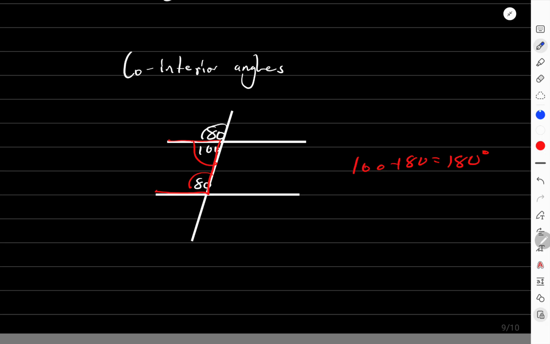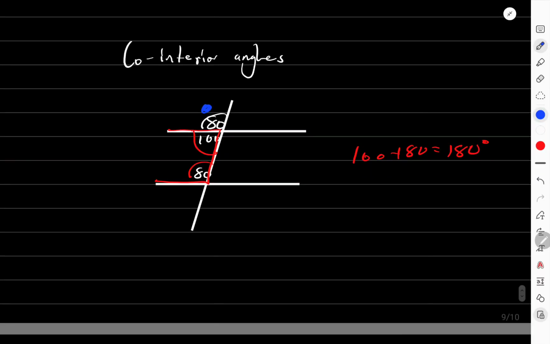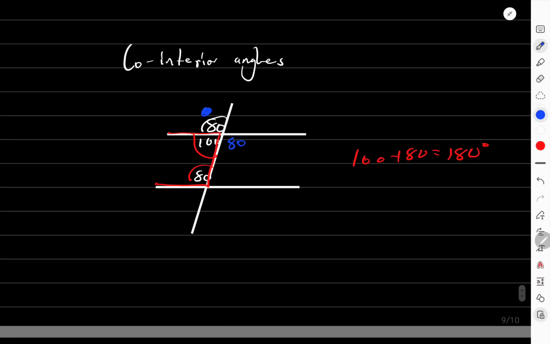Remember vertically opposite angles? Yes. So if this angle is 80, even this one has to be 80. Therefore, the angle here is going to be 80 degrees as well. The reason is going to be vertically opposite angles. Now, with vertically opposite angles, if this angle was 80, how many degrees was this one going to be? It was also going to be 80 degrees. The reason was going to be corresponding angles.